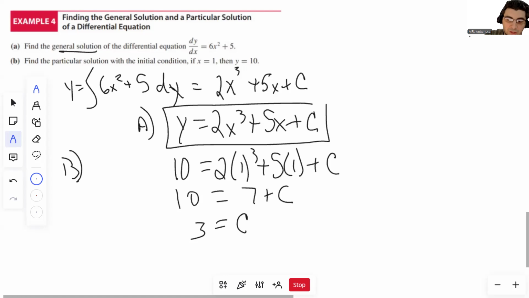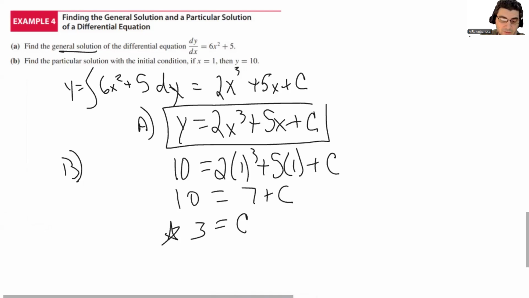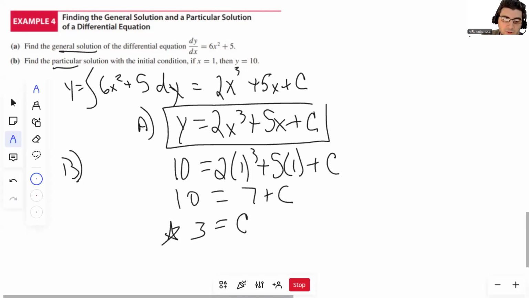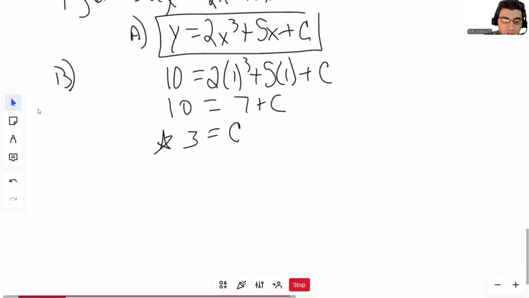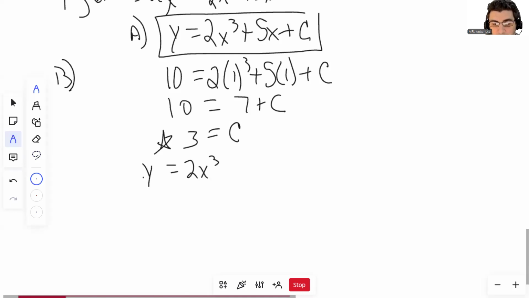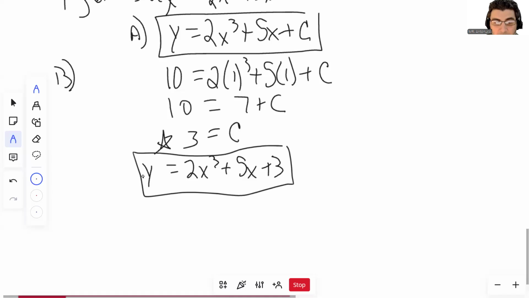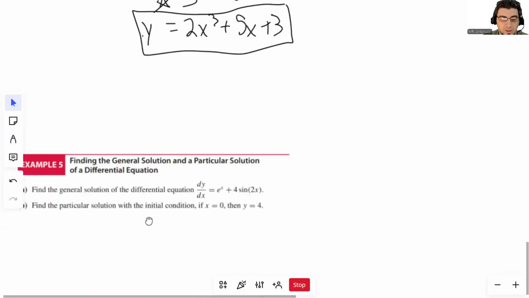And one of the things I often see students do is they'll stop right here at this step, because kind of like we got an answer, we got the value of c. But if we're asked for the particular solution, that is asking us to write the function that is represented here. So we would have y equals 2x cubed plus 5x plus 3, and that is the particular solution using the initial conditions there. All right, we got one more quick example we want to go over.